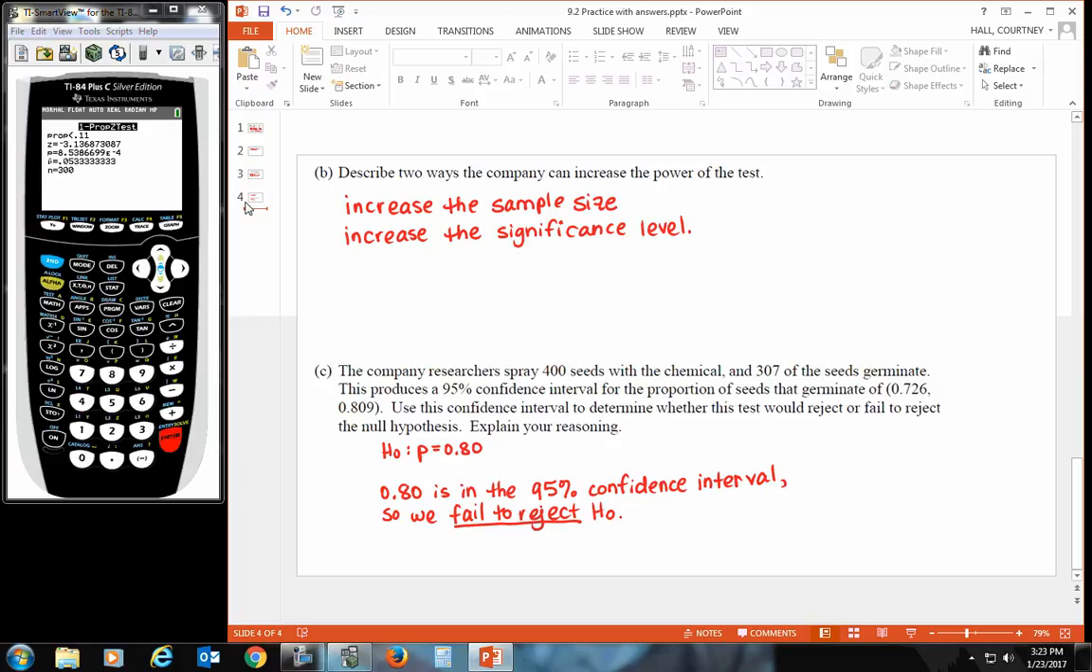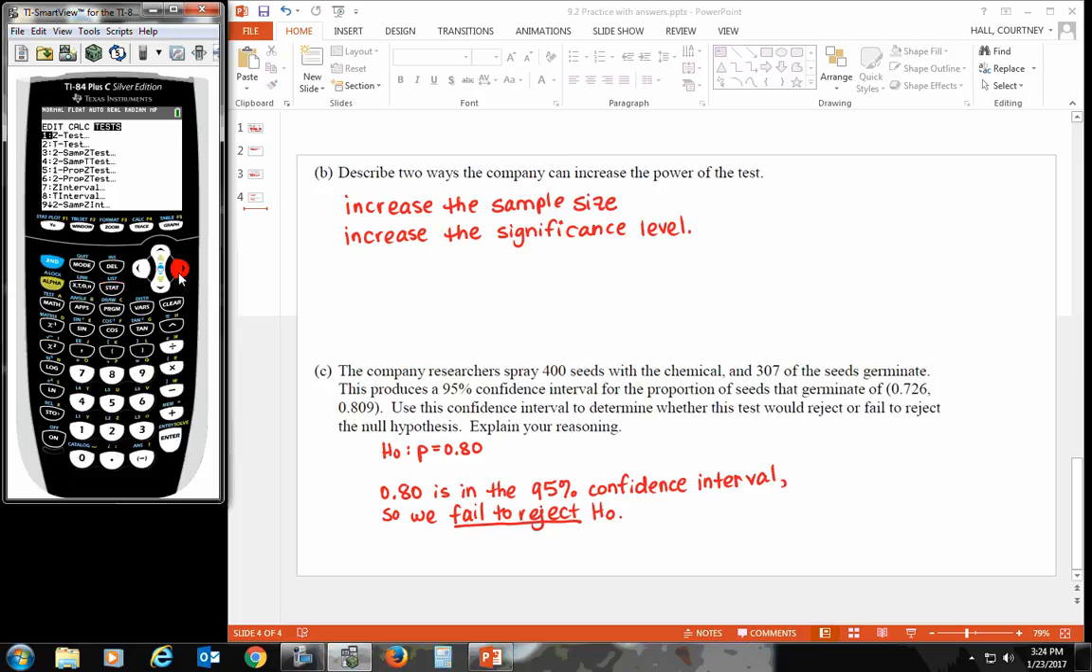Okay? Part C, the company researchers spray 400 seeds with the chemical and 307 of the seeds germinate. This produces a 95% confidence interval for the proportion of seeds that germinate of 0.726 to 0.809. Use this confidence interval to determine whether this test would reject or fail to reject the null hypothesis. Explain your reasoning. I want to show you really quick where the confidence interval comes from. It's a good little review for you from chapter 8.